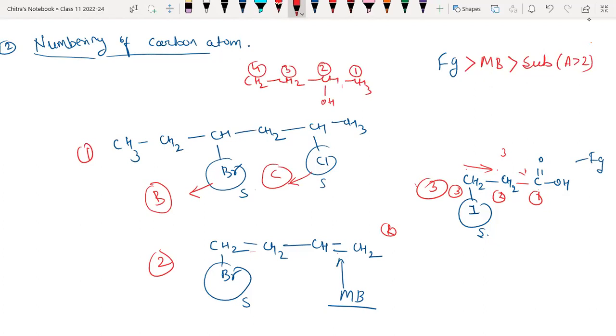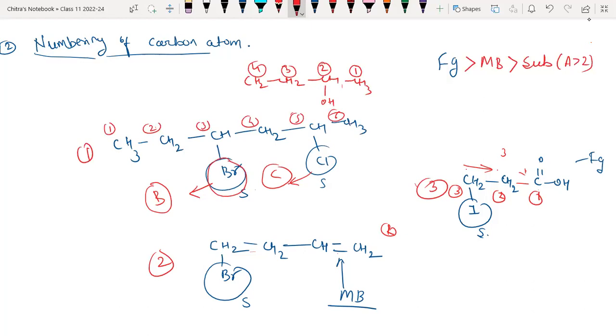So we had to check the minimum distance of B only. In this, from the left side it is 1, 2, and 3, but from the right side it is 1, 2, 3, and 4. So we have to count the number of carbons from this side: 1, 2, 3, 4, 5, and 6. Understood everyone? Yes, sir.